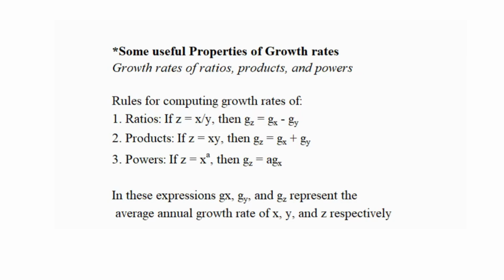Now let's look at growth rate for products. So if z is defined as a product of x and y, then the growth rate of z is just the growth rate of x plus the growth rate of y. Now let's look at the growth rate for powers. If z is defined as x to the power a, then growth rate of z is just a times the growth rate of x. So let's apply this to a couple of examples.